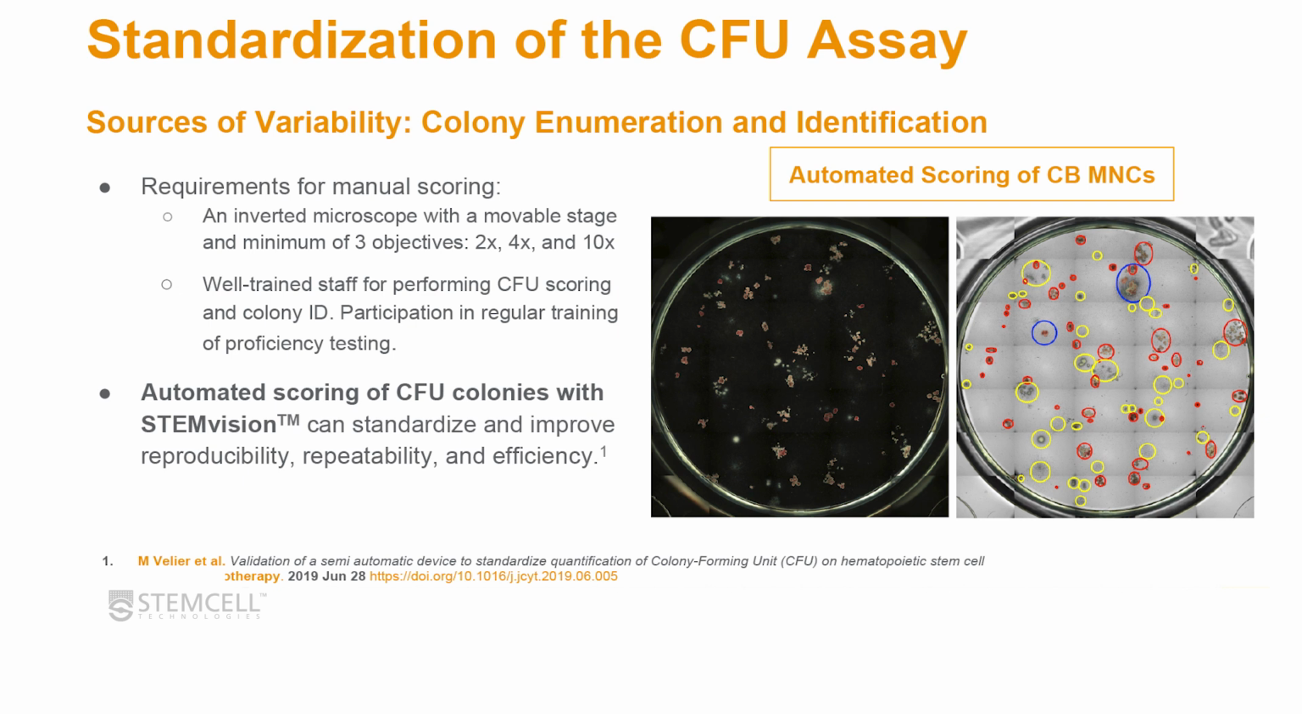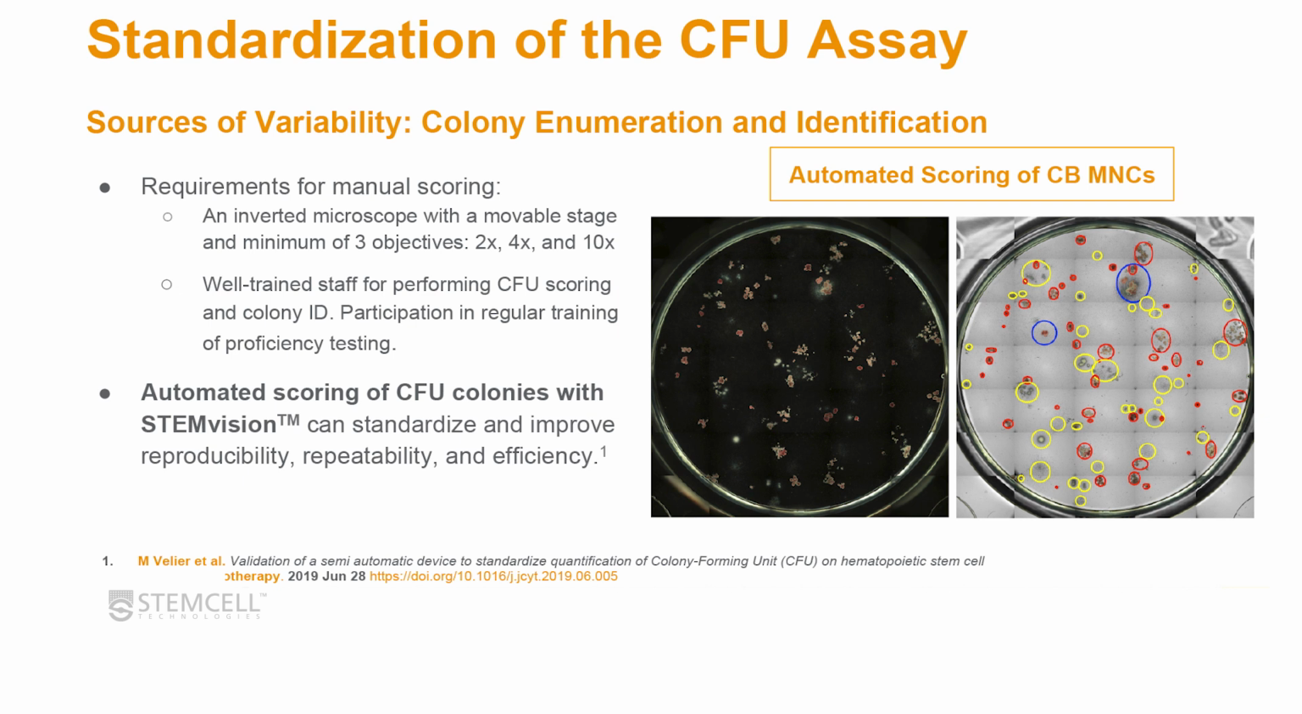One of the other variables when it comes to the CFU assay is scoring. You can see by the images on this slide an example of a plate of cord blood mononuclear cells with about 80 colonies. Scoring these is not simple, but you don't need any fancy equipment, just an inverted microscope. What's more important is that your staff is well trained in performing the assay and identifying the colonies.